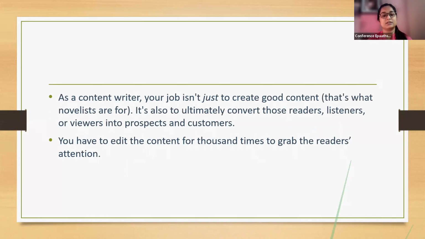As a content writer, your job isn't just to create good content, it's also to ultimately convert those readers, listeners, or viewers into prospects and customers. Basically, you are writing the content for someone, like for some company. You are not only writing for the sake of reading. You are writing for the customer. When they read your content, they will get attracted towards the company.